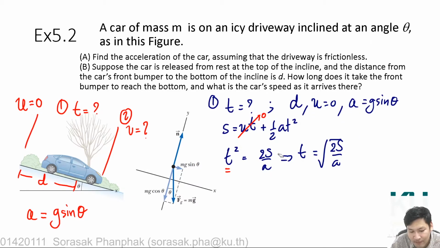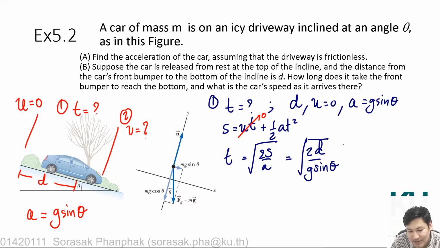And you sub all the information in. I will put it here because we lack space now. t equal to the root of 2s over a, where s is d and a is g sine theta. So this is your time in seconds. Don't forget to put the unit after the quantity you are trying to quantify or derive.